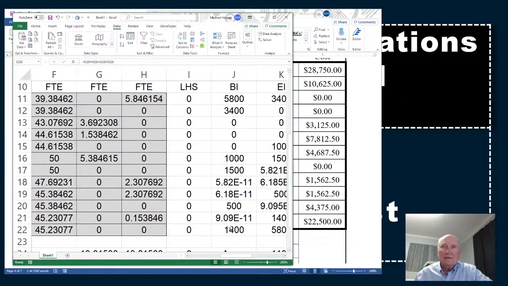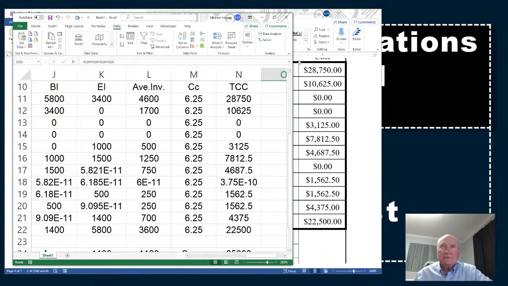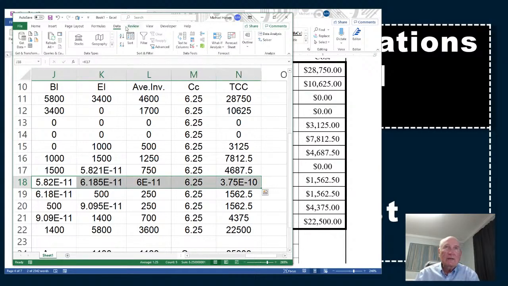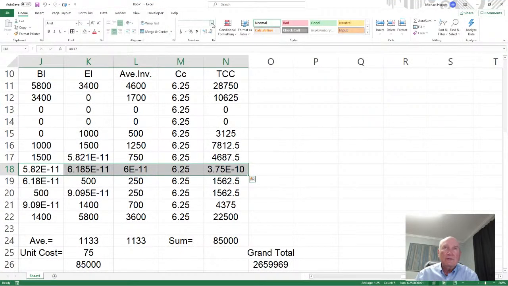And even the costs over here. See, here's 28,750, 10,625, 0, 0, 3125, all the way down here. By the way, this is 3.75 times 10 to the minus 10th. On these things here, these are really zeros. We can come up here to Home and the General, just make it a number, see, and then it goes to 0.